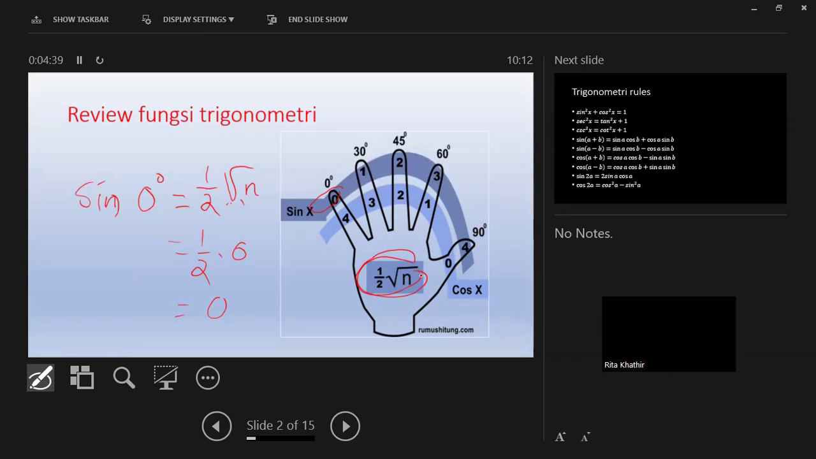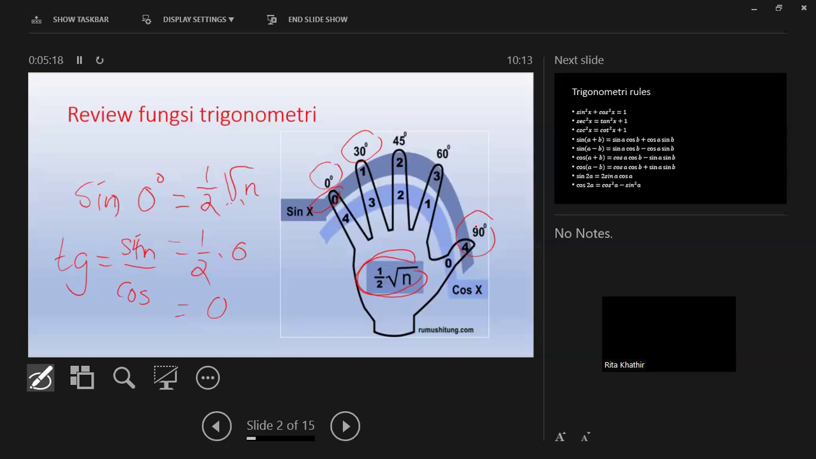And how about if you need to know about tangent? You can remember that tangent is sine divided by cosine. So you can use this to find the value of tangent for any value. And here we put 0 degrees for the baby finger, 30 degrees for the ring finger, and 90 degrees for the thumb.